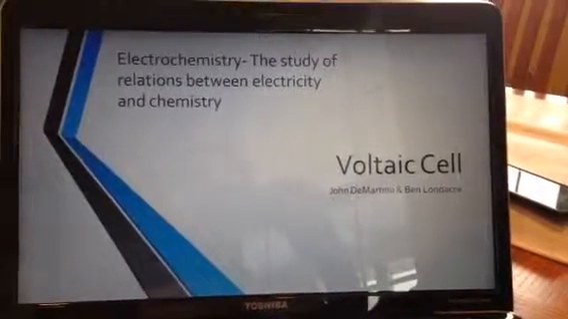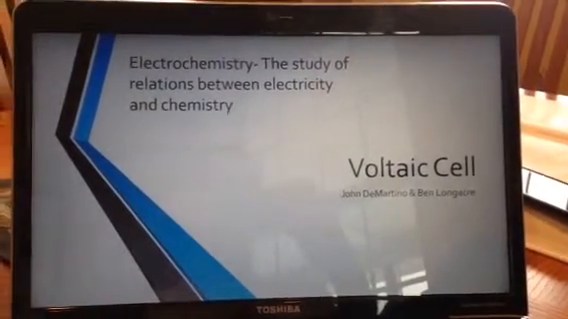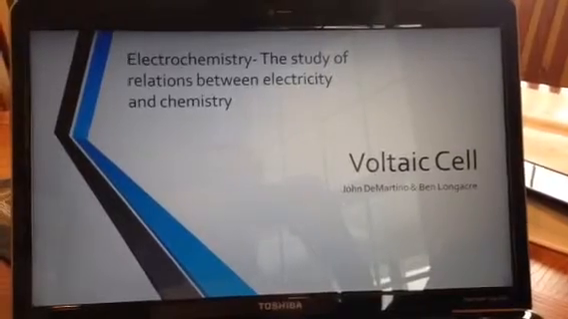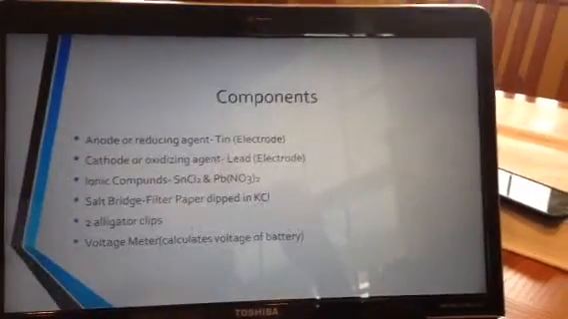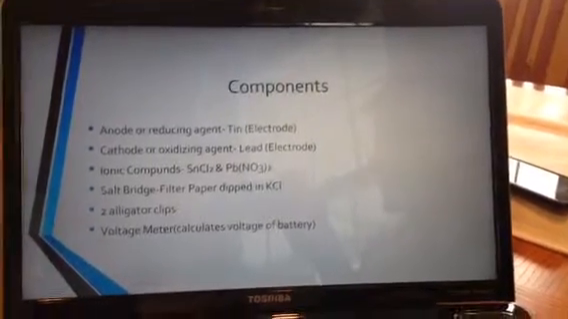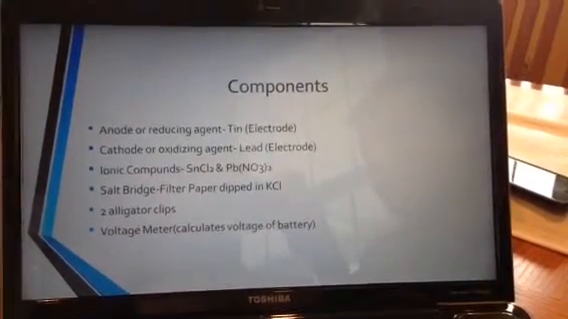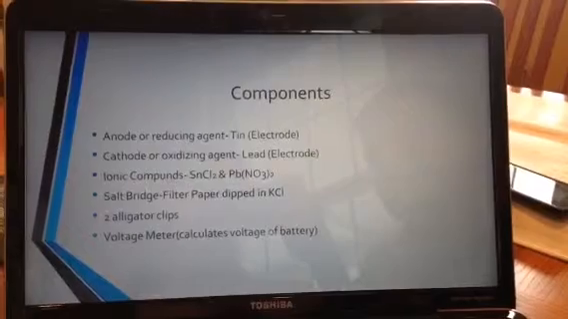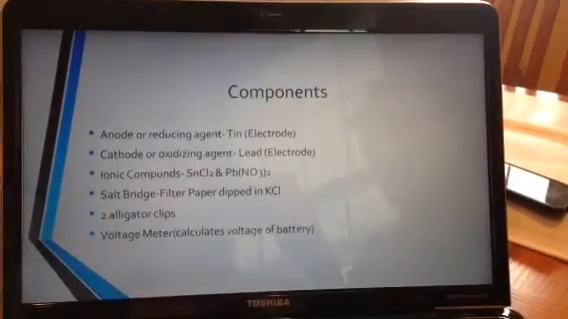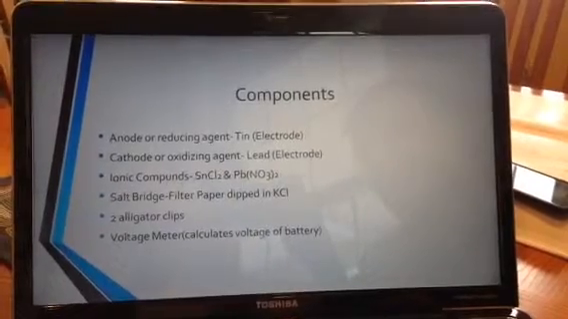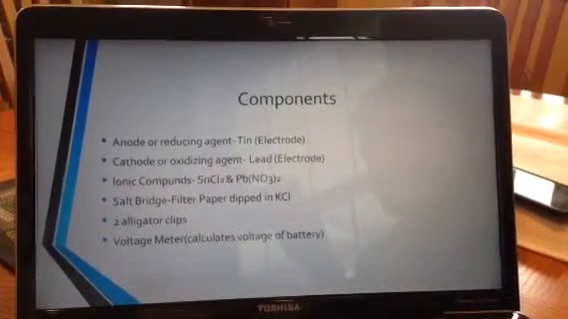This is our Voltaic cell battery, which we will be explaining in terms of electrochemistry, which is the study of relations between electricity and chemistry. In our battery, there are many different components. These components include an anode, which is the element that is oxidized, being the tin, and the cathode, which is reduced, in the lead. Both of these elements are placed in ionic compounds, including tin chloride and lead 2 nitrate.